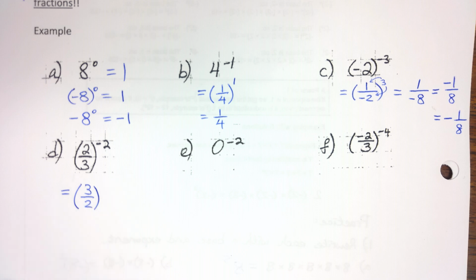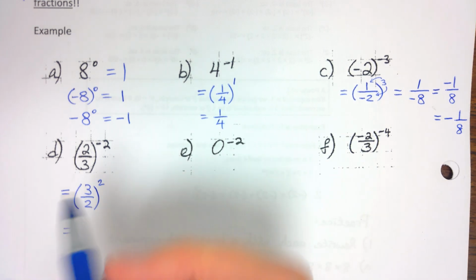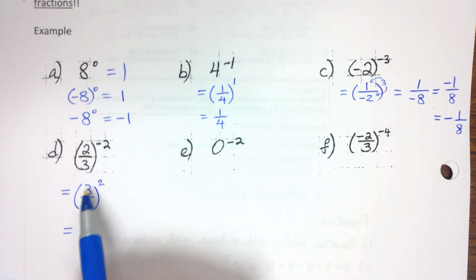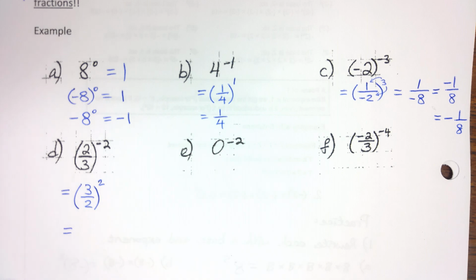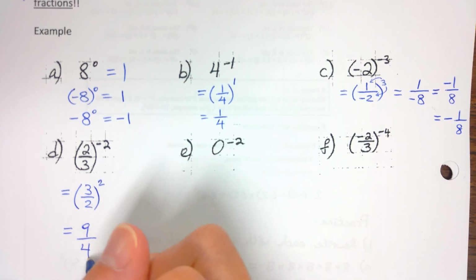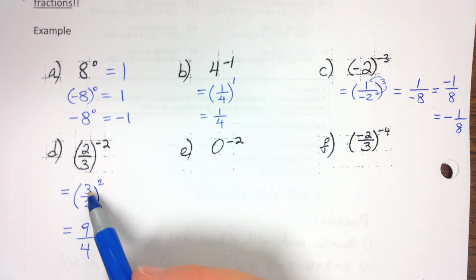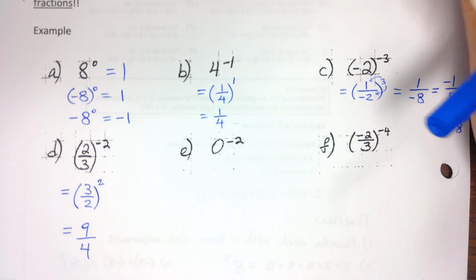What's my exponent now? Positive 2. Good. Armin, what's 3 squared? Oh, 3 times 3? 9. And then 2 to the power of 2? 4. Right, so 9 over 4. Yes, that's a very common mistake that people do. Very common.